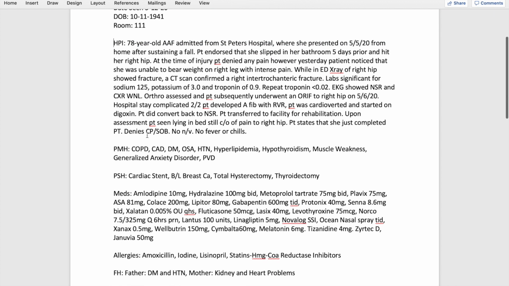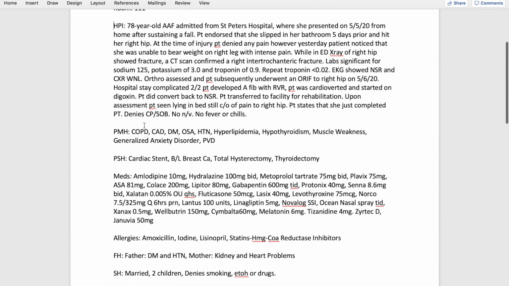Now this is where you put all of the data that happened, why the patient went to the hospital, what happened when the patient was in the hospital. You want to make this part as detailed as you can. So as you can see from here, I put 78-year-old African American female admitted from St. Peter's Hospital where she presented, and I tend to put the date when the patient first went to the hospital from home after she sustained a fall.